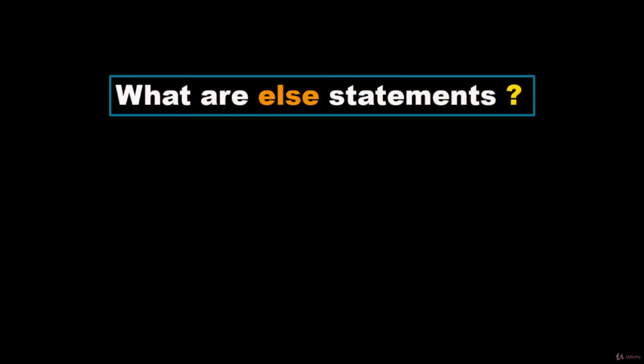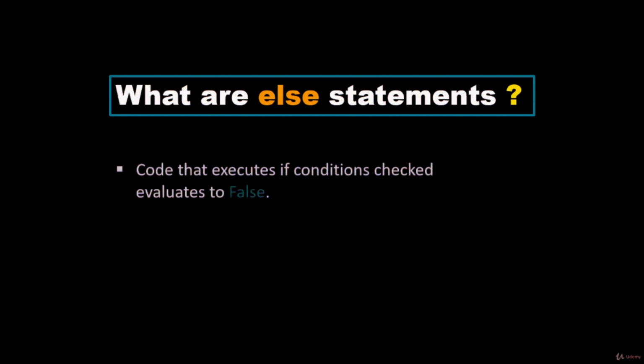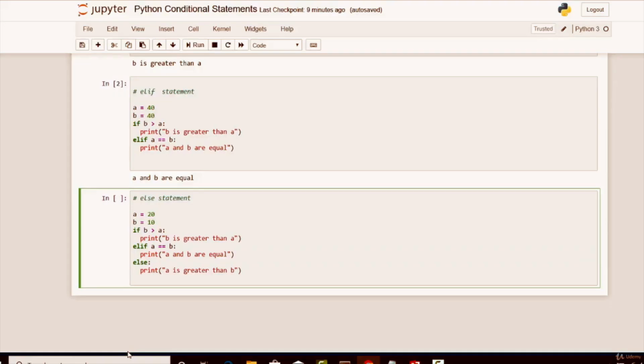What are else statements? Else statements are used to execute a block of code when the conditions evaluate to false. I added some block of code here into this new cell to illustrate how the else statement works. So I have two variables. Variable A has a value of 20. Variable B has a value of 10.